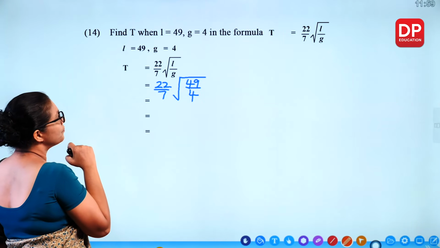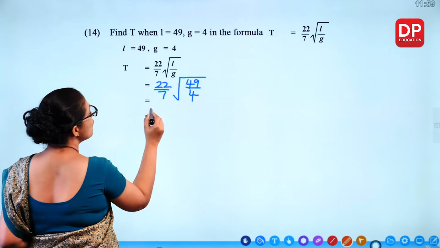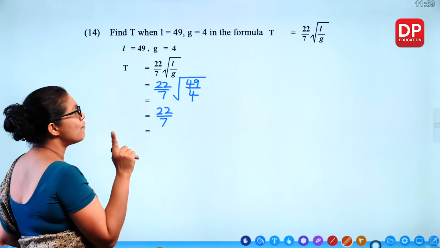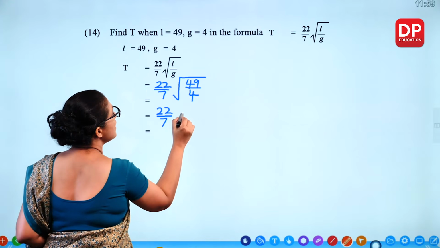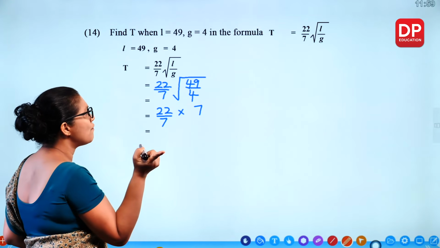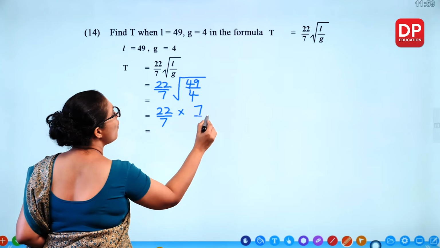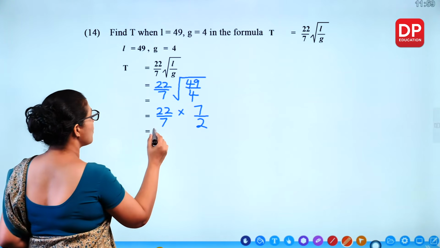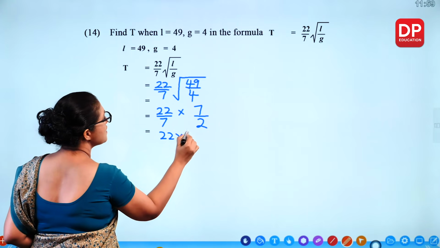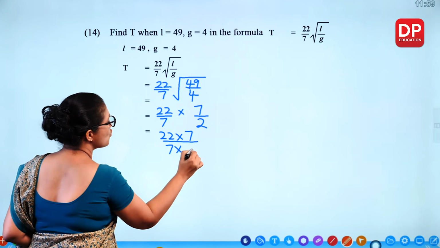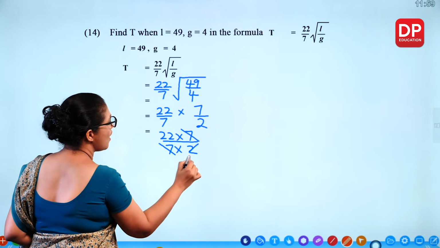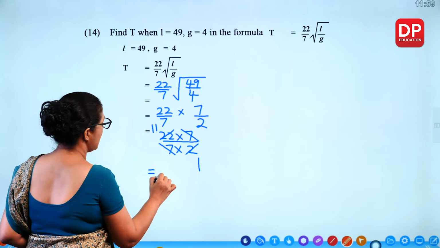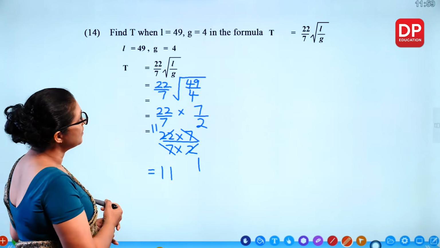Now you have to take the square root value. So you can take separately. 49 square root is 7. 7 times 7, 49. Square root of 4, that's 2. 2 times 2, 4. Now you can simplify 22 times 7 over 7 times 2. 7 gets cancelled out. Here 1 and 11. So what's T? That's 11.